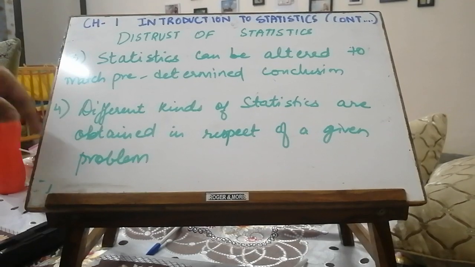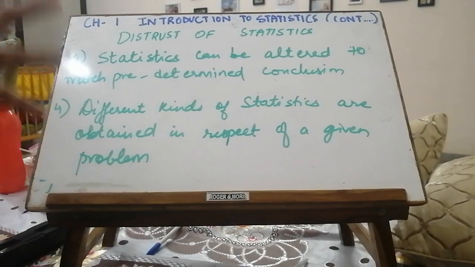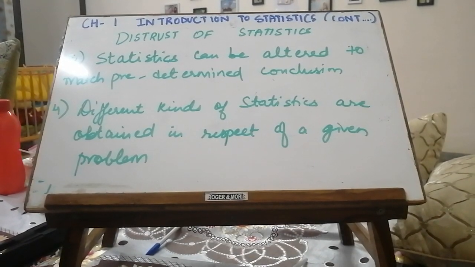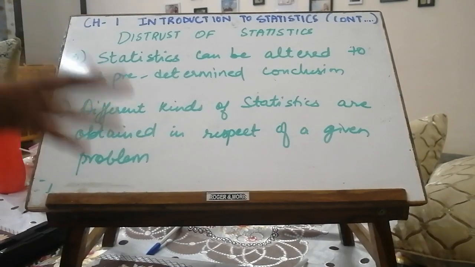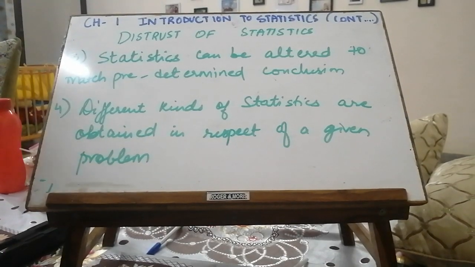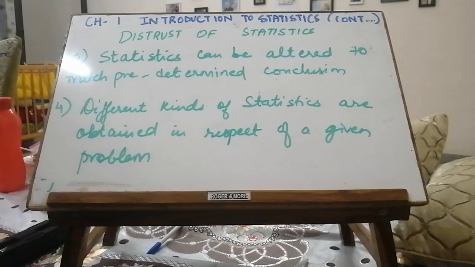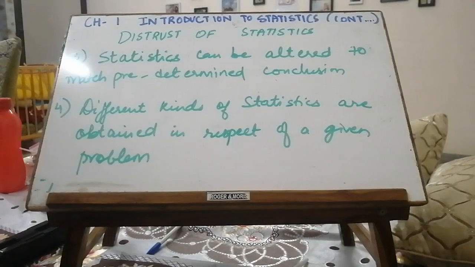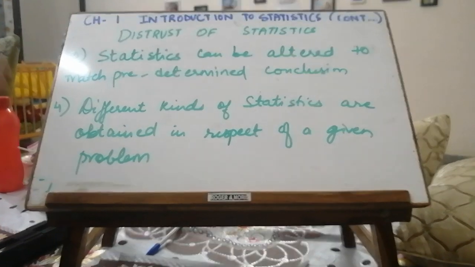Then the fourth one, so these points are all interrelated, they are overlapping mostly. Different kinds of statistics are obtained in respect of a given problem. The biggest example is inflation. There are so many ways of calculating inflation that it really depends on the way you want to present it. If you want the inflation to go up, you will use a different formula. If you want to show that the inflation is going down, you'll use a different formula. So different kinds of statistics are done for the same thing. So these are the reasons which cause distrust in statistics.